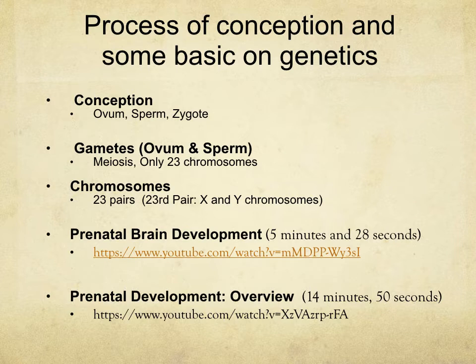This is why we get half of the genetic information from the father's sperm and the other half from the mother's ovum. For more detailed information on the process of conception, please refer to your textbook on pages 30 to 32 and then 35 to 39. This is a good refresher on high school biology. And there are also links that I'm including on this slide and on Canvas to two videos that would help you get a better grasp on prenatal development in general, but specifically brain development.